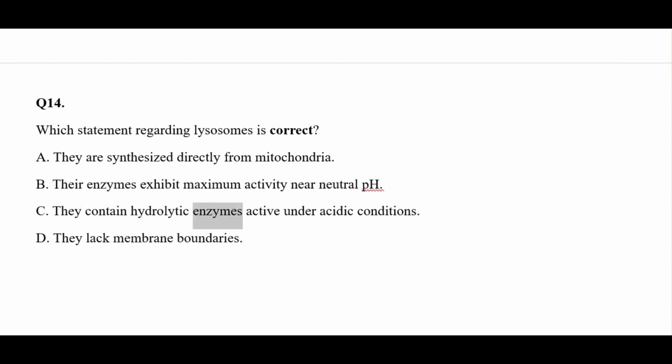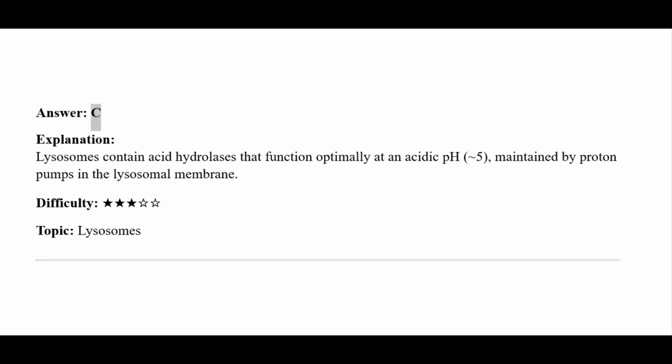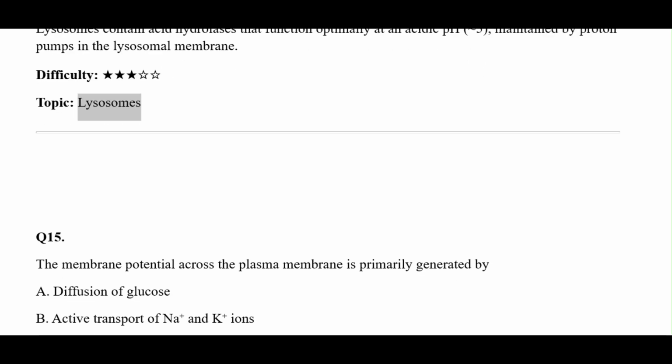C. They contain hydrolytic enzymes active under acidic conditions. D. They lack membrane boundaries. Answer, C. Explanation. Lysosomes contain acid hydrolases that function optimally at an acidic pH, around 5, maintained by proton pumps in the lysosomal membrane. Difficulty. Topic: Lysosomes.